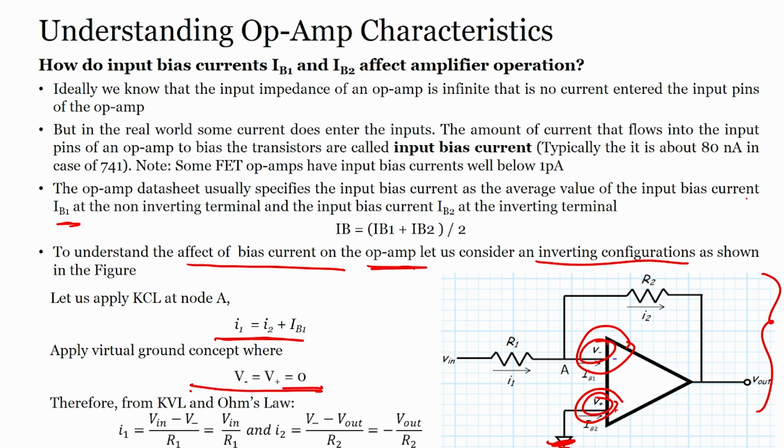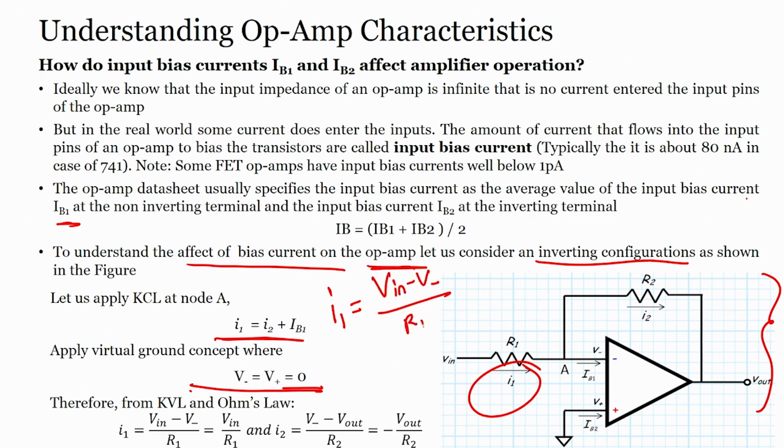Therefore, from Kirchhoff's voltage law and Ohm's law, what we find as I1 is I1 equals (V in minus V minus) by R1. If you see this current, what is it? V in, and we have to consider V minus. So, V in minus V minus divided by R1. What is V minus? V minus is 0. So, this is nothing but V in by R1.